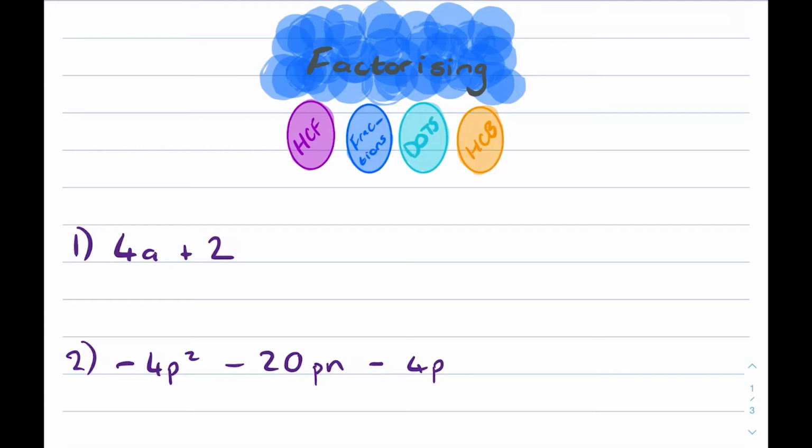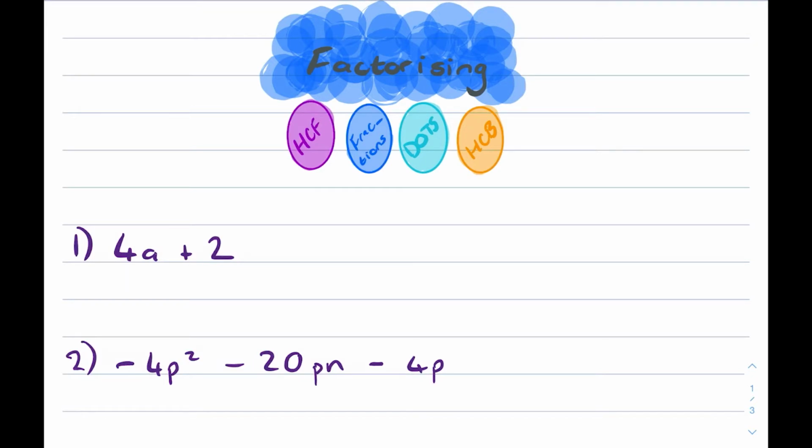Hi grade 9s, I'll be looking at factorising sums and it will be a revision, so you've done all of this before. It's just a few examples so that you'll be able to remember how to complete the worksheet that we will be uploading onto our website under worksheets and resources.